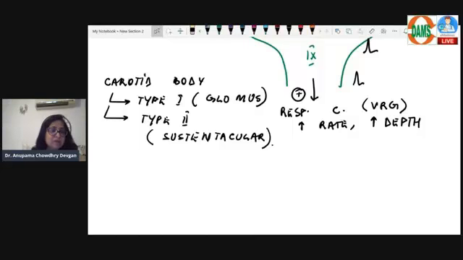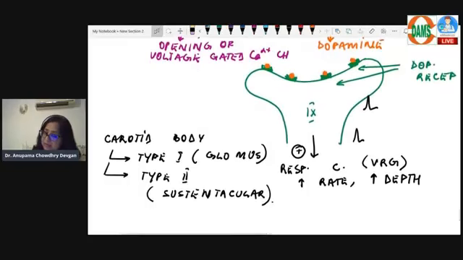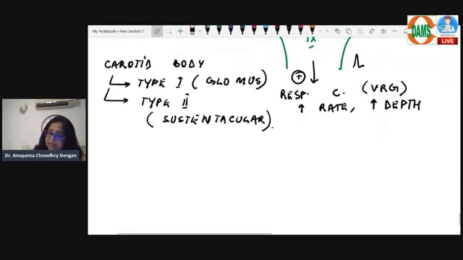DRG was responsible for only tidal respiration. DRG is only active in tidal respiration. Yes, D1 receptors, absolutely right. D1, okay. So this is as far as your peripheral chemoreceptors are concerned. Let's have a look at the respiratory reflexes.